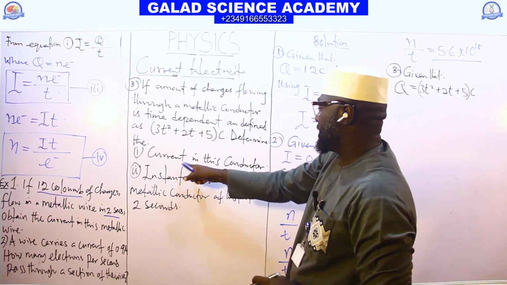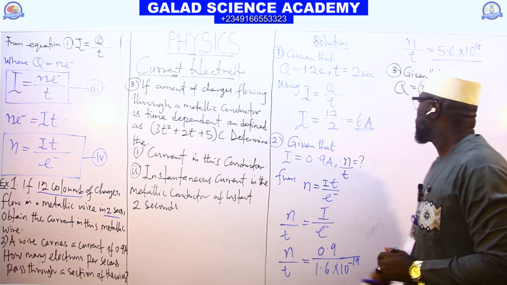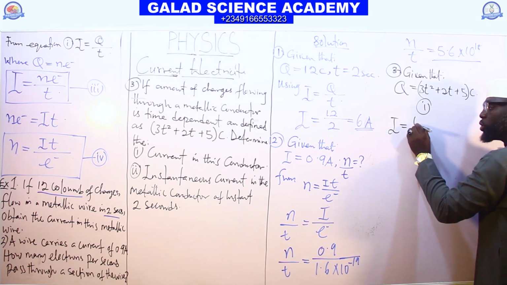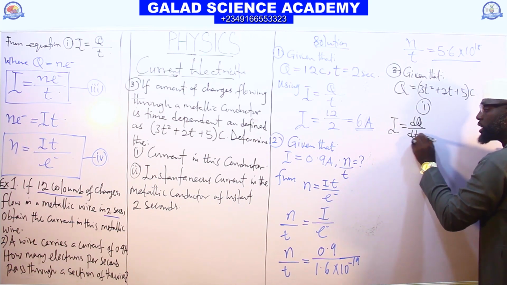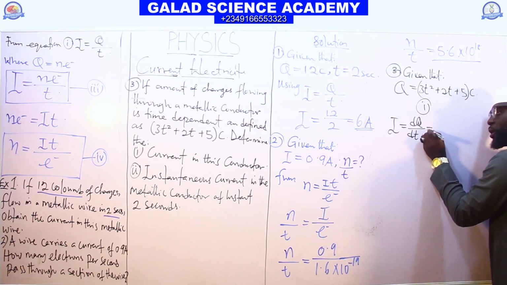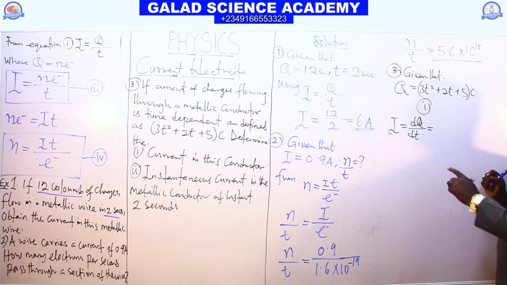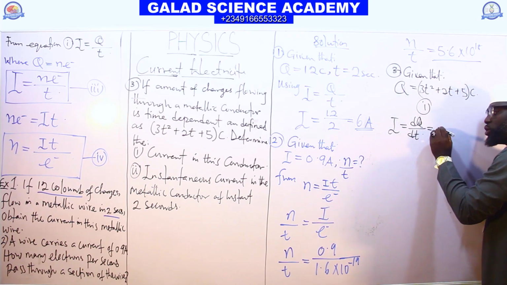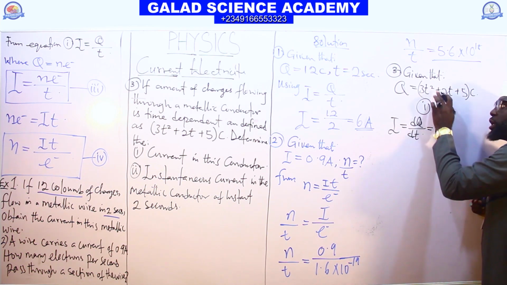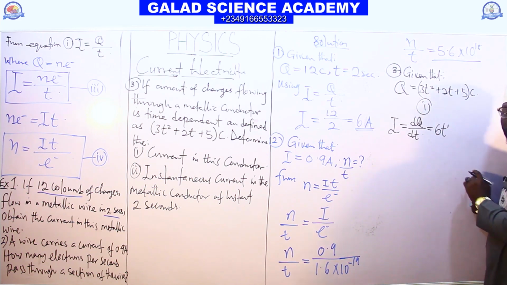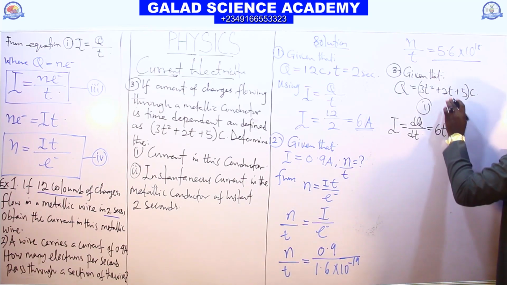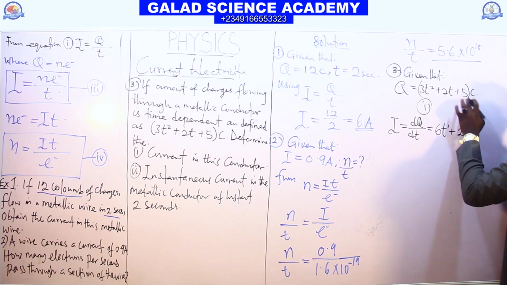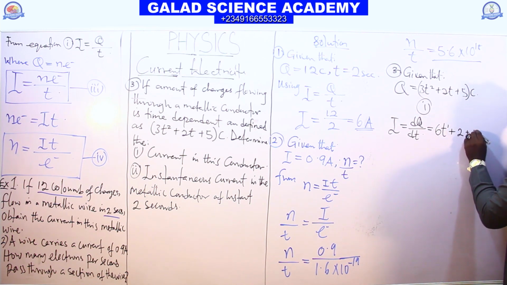determine the current in this conductor. We are asked to find the current. And we all know that current is equal to dQ over dt. So what is the Q here? You will now differentiate. By differentiating, this is 3t squared, 2 multiplied by 3 gives us 6t. This 2 minus 1, plus the derivative of 2t gives us 2. The derivative of the constant 5 gives us 0.